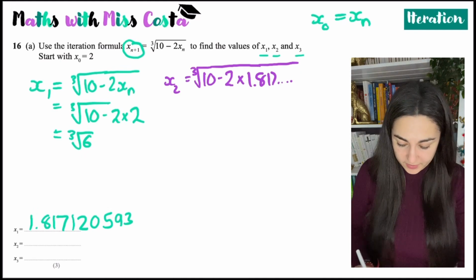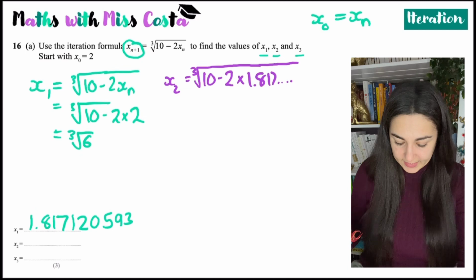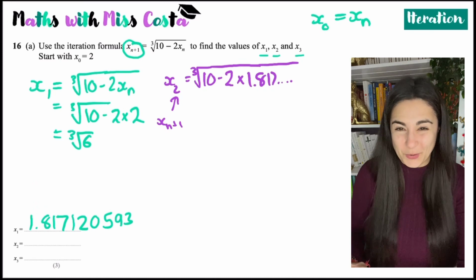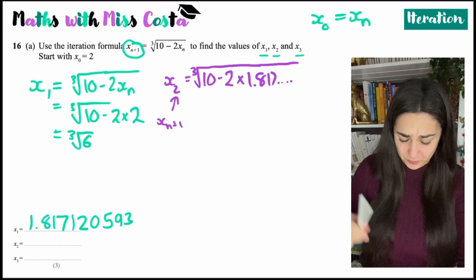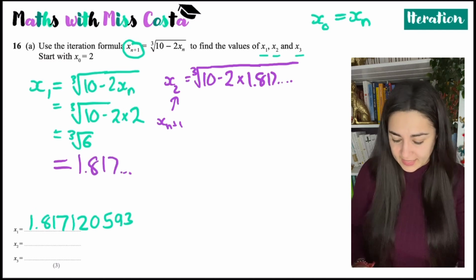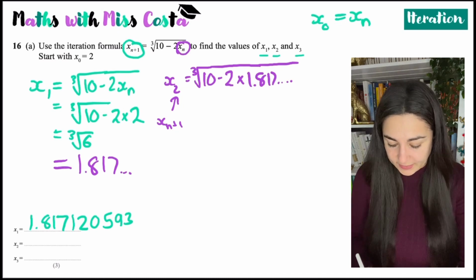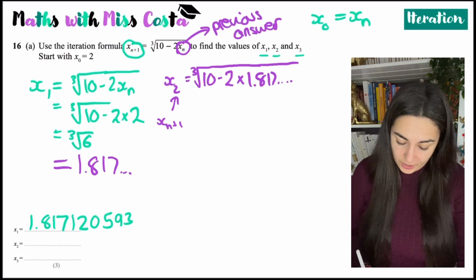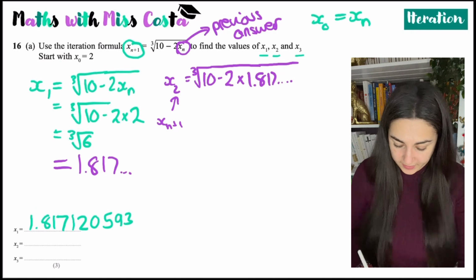So x2 is the equivalent of xn plus 1. So 1 plus 1 is 2. It's a bit tricky to explain, but hopefully you can see what I'm doing. So the answer to x1 is 1.817. And that's why I'm substituting it in here. So this part here is always going to be the previous answer, or the previous term. So let's work that out.